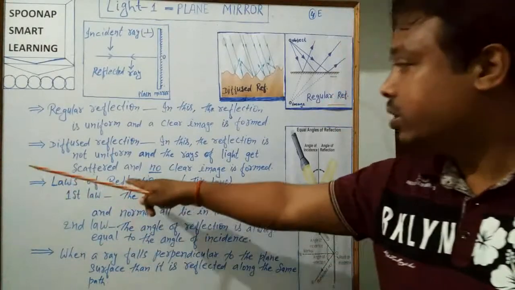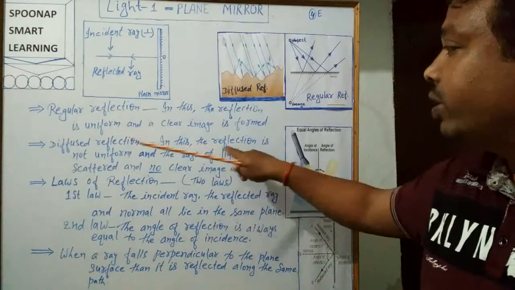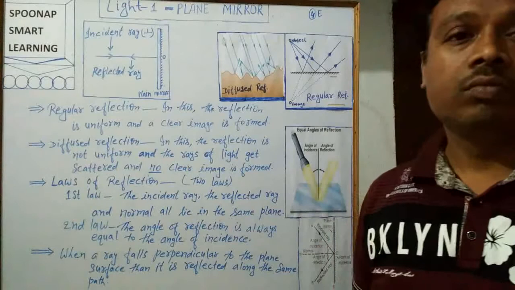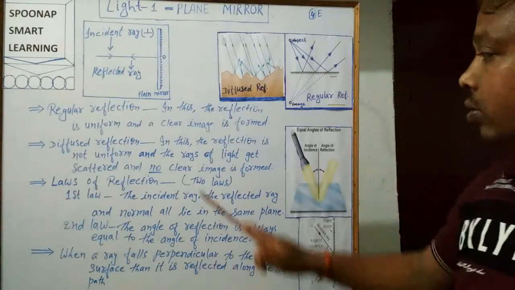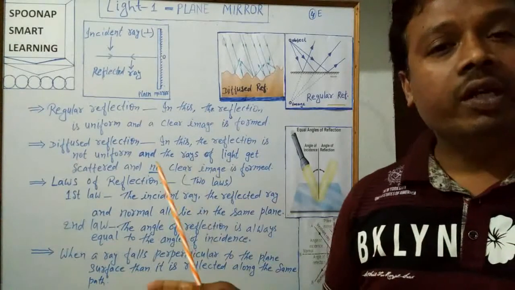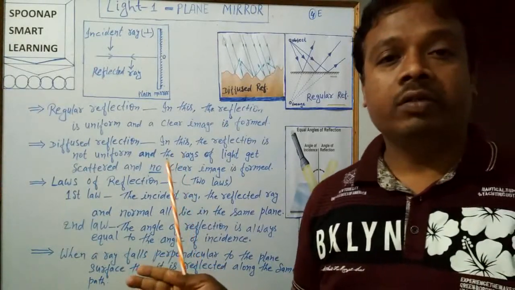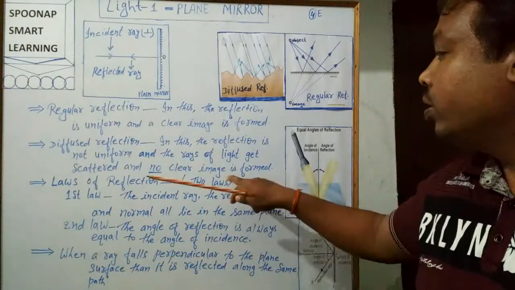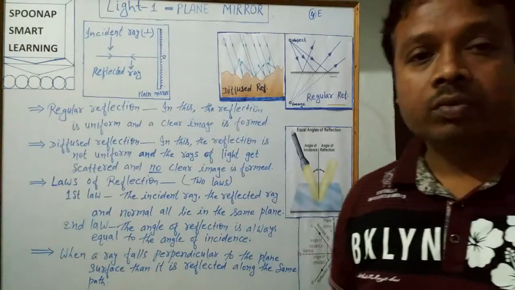You can see here the same thing is given. In this, the reflection is not uniform. Okay, and the rays of light get scattered and spread. As a result, no clear image is formed.